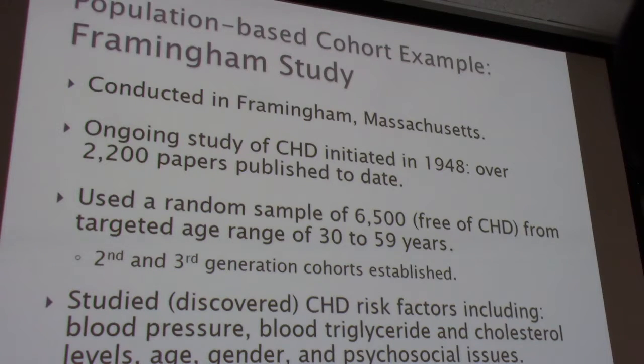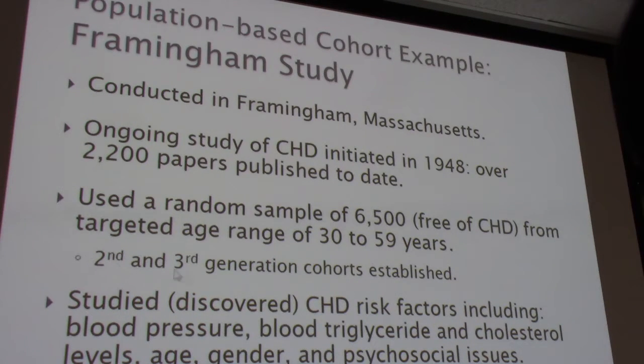It's still ongoing, but it started in 1948, and they've had over 2,200 papers published out of their study, so pretty productive. They started with a random sample of 6,500 adults free of heart disease, because that was their outcome of interest, so people without the outcome. And they targeted the age range of 30 to 59 years and followed those people forward in time.